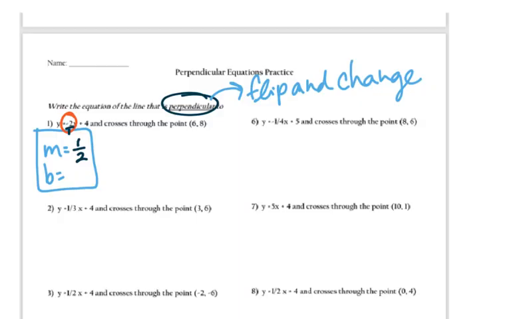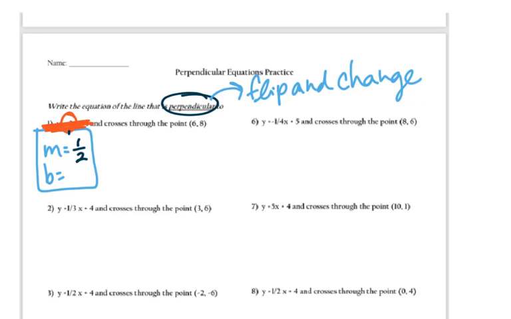Plug all of that in. We now have an x and a y. We no longer need this. Goodbye. Okay, so go ahead and try a couple of perpendicular equations. So today, very easy. You're writing the equation of a line parallel, meaning they have the same slope. And we're writing the equation of lines that are perpendicular, which means that they are flip and change.